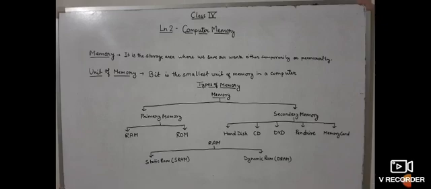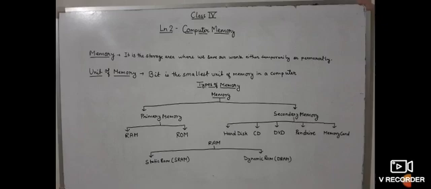It means the units bigger than bits start with the nibble. 1 nibble represents 4 bits, 1 byte represents 8 bits, KB, kilobyte, represents 1024 bytes, megabyte, MB, represents 1024 kilobytes, gigabyte, GB, represents 1024 megabytes, terabyte represents 1024 gigabytes, and petabyte represents 1024 terabytes. These are the units of memory from smaller to bigger.